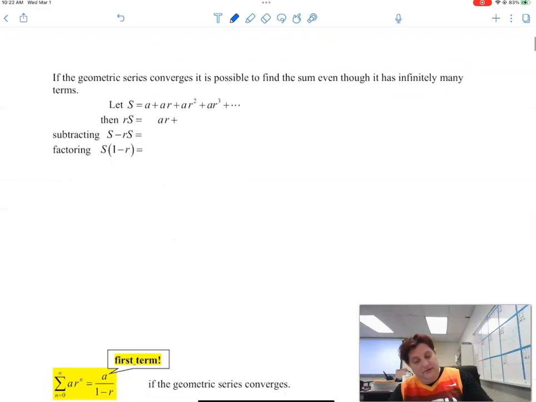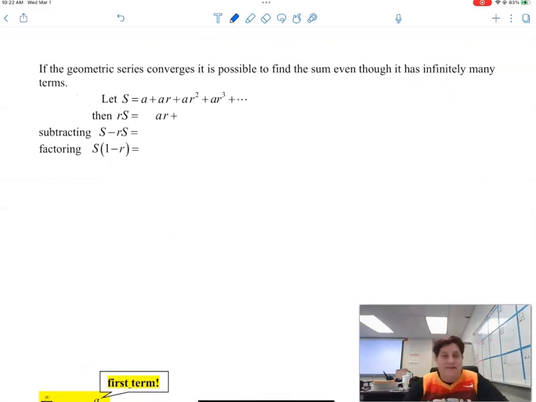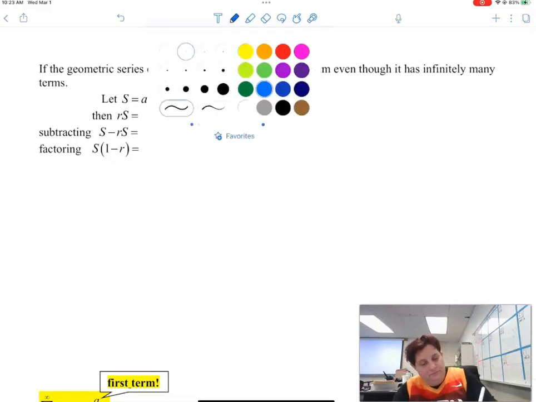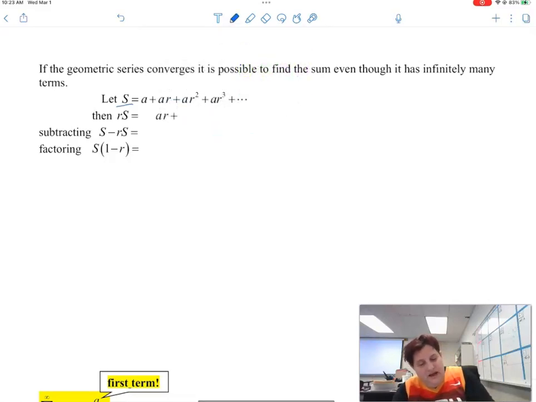Okay, actually, let's jump to this next page. It's possible to find the sum even though it has infinitely many terms. Okay? So let's see here. All right, check it out. If the sum of all the terms is a, ar, ar squared, ar to the third, dot, dot, dot, all the way, it keeps going, right? If I multiply everything by r, then that becomes ar, that becomes ar squared, that one becomes ar to the third, and it keeps going. All right?